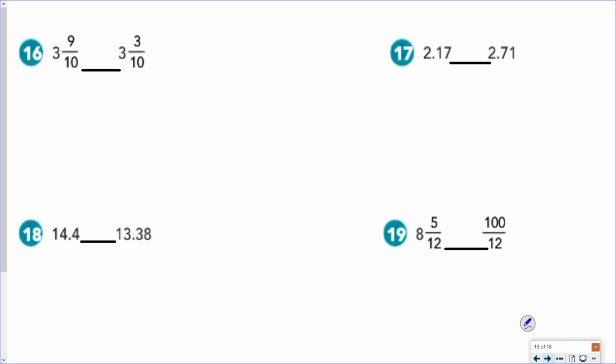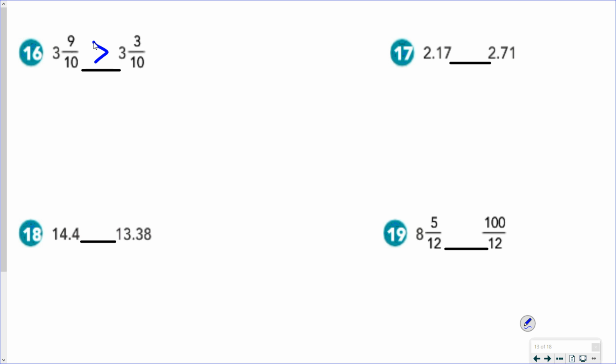So if we're comparing 3 and 9/10 to 3 and 3/10, our whole numbers are the same. They're equal, so that's not going to help us determine which one has more value. But 9/10 is greater than 3/10, so 3 and 9/10 is greater than 3 and 3/10.